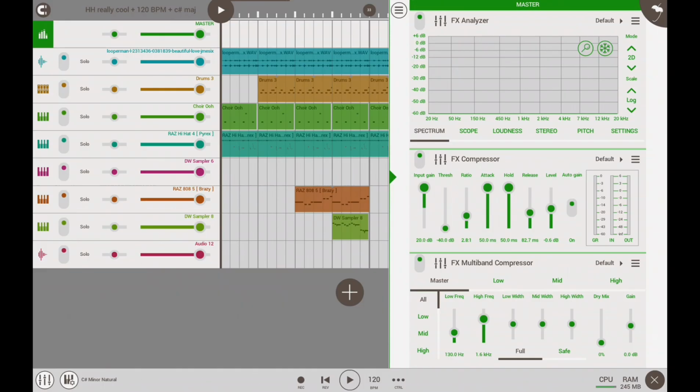So 20,000 hertz. So from the left going to the right, checking the left on the bottom of your FX analyzer, we have this 20 hertz. Okay, so this is what we're going to do.